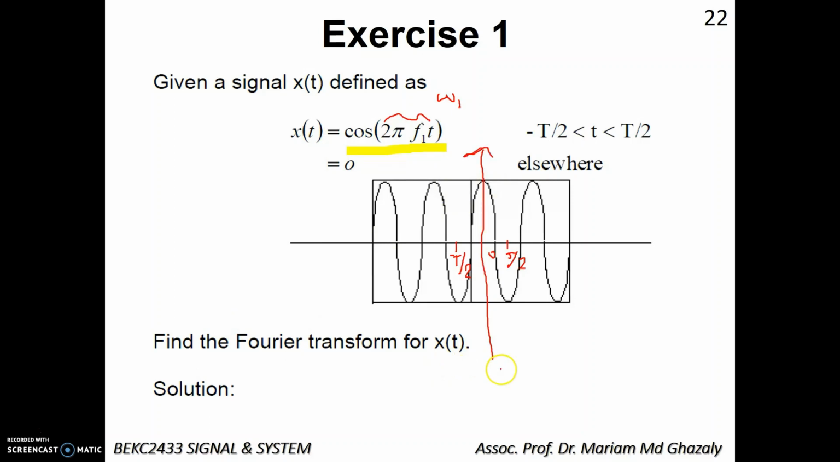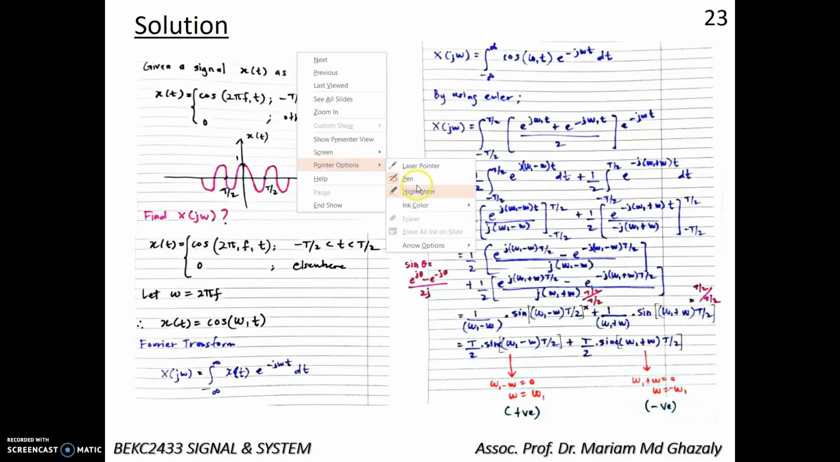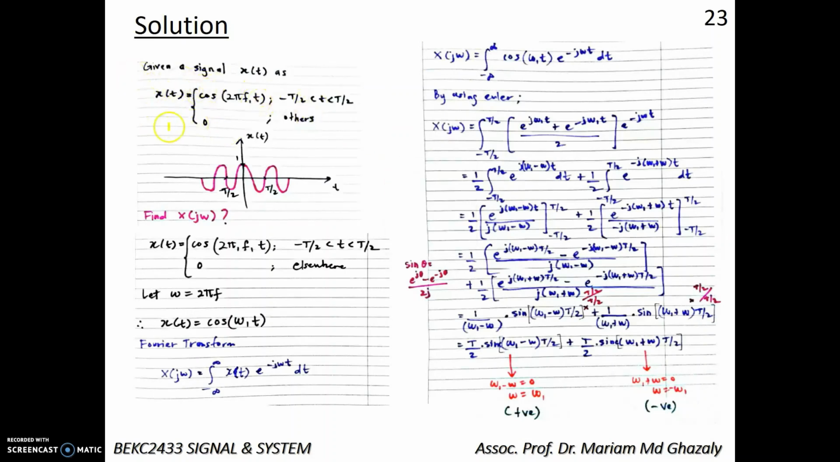This one will be a bit complicated, but if you know the basics of a Fourier transform, you can actually solve this question. So let's go to the solution. First of all, you're given the signal as given in the previous slides. Here I draw out the equation. You have it at 1 because you don't have any magnitude value. So the magnitude is 1 and you have the cosine wave given here, from minus T over 2 to T over 2.